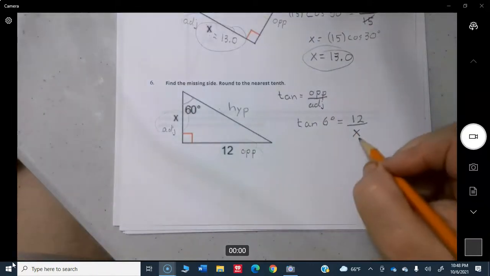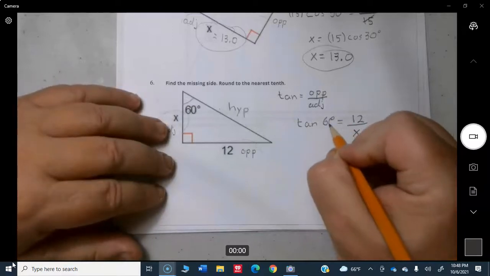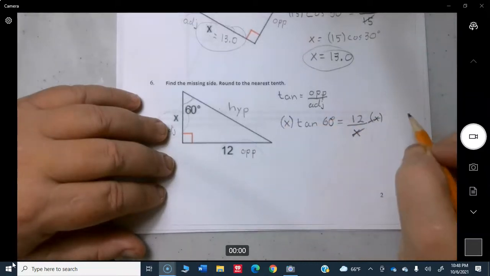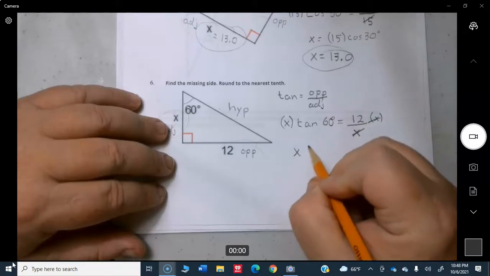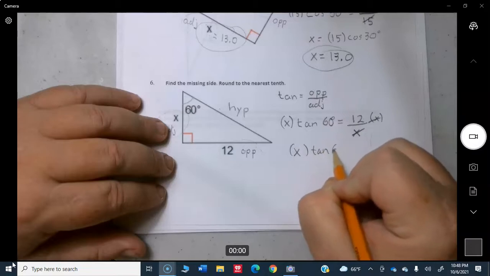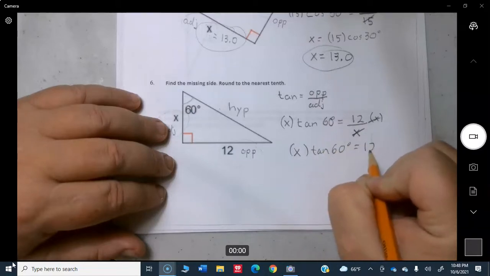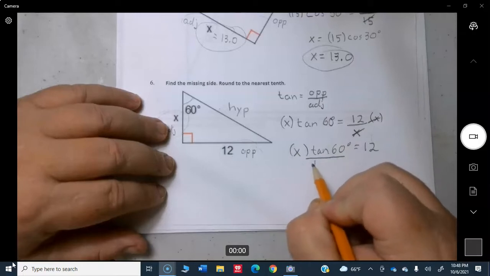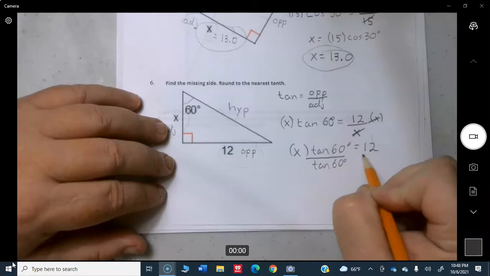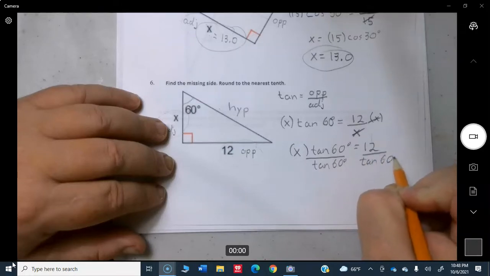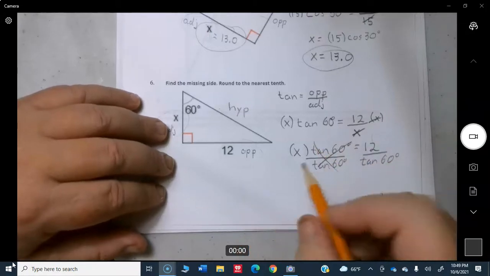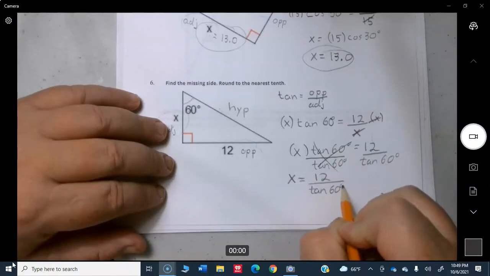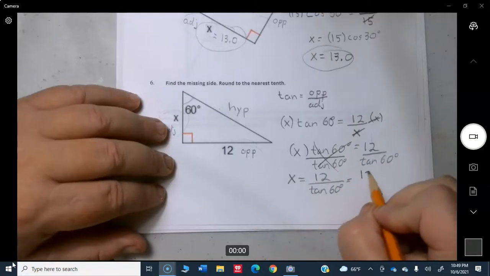Okay, so now we need to solve for x. It's in the denominator, so it's a two-step process. So we're going to multiply both sides by x. Cancel, cancel. And now what you have is x times tangent of 60 degrees equals 12. So now what we need to do to get x by itself is divide both sides by tangent 60. And this goes away. And so we have this.